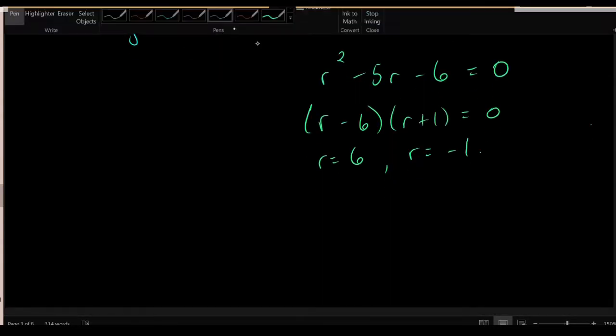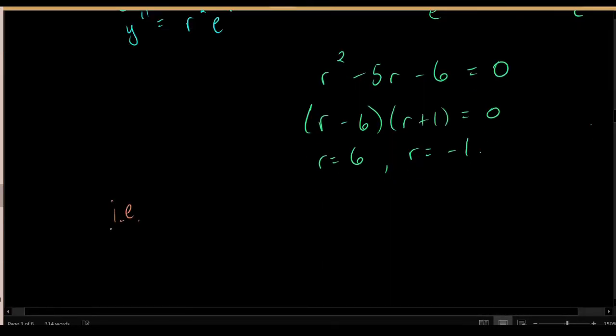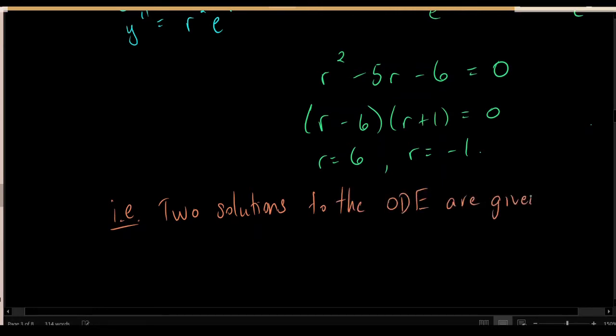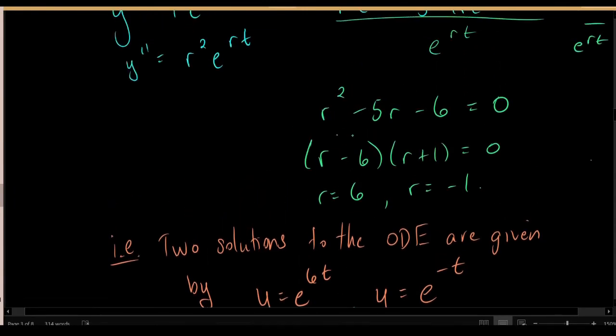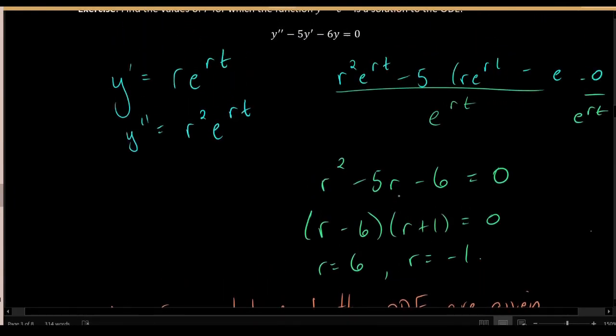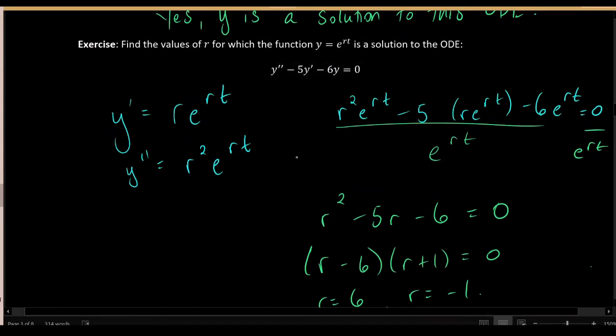In other words, two solutions to the ODE are given by y equals e to the 6t, where r is equal to 6, and y equals e to the minus t, where r is equal to negative 1. If r is equal to 6 or minus 1, then r is a solution to this equation, which means that our function is a solution to the original ODE.